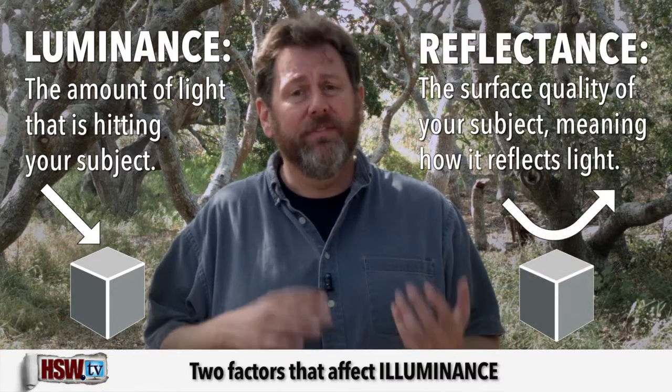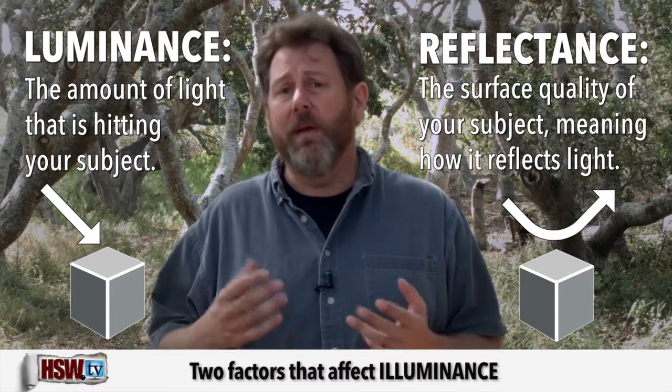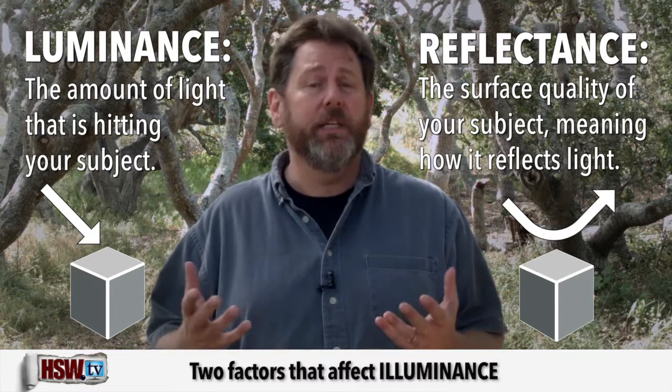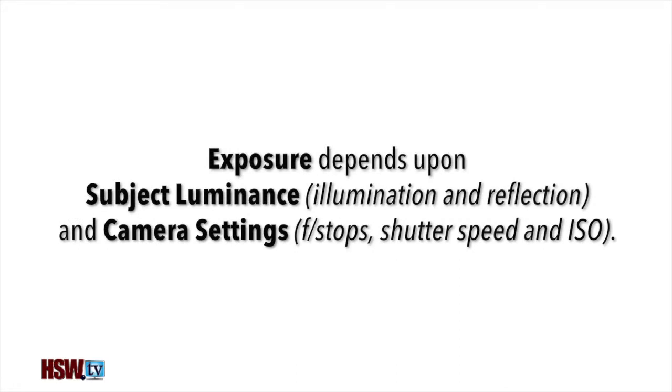This is called reflectance. The amount of light reaching your sensor is also affected by passage through your lens, particularly the aperture. This can all be distilled down to one sentence that states, exposure depends upon subject luminance, illumination, and reflection, and your camera settings, f-stop, shutter speed, and ISO.